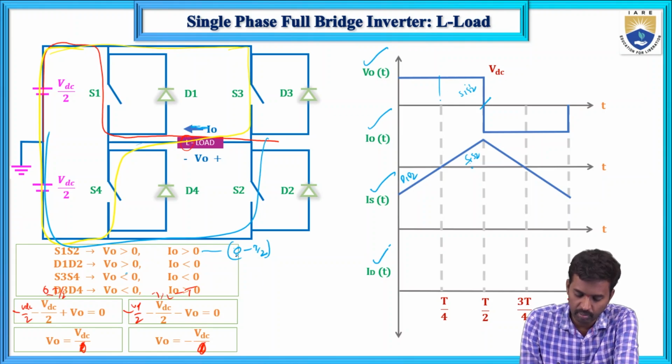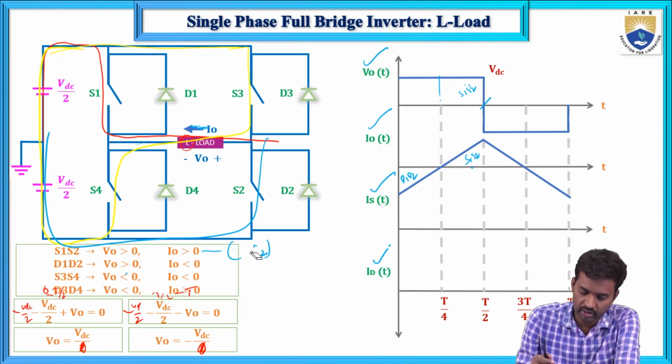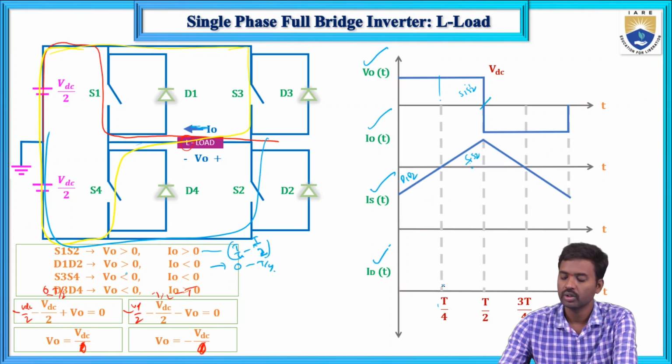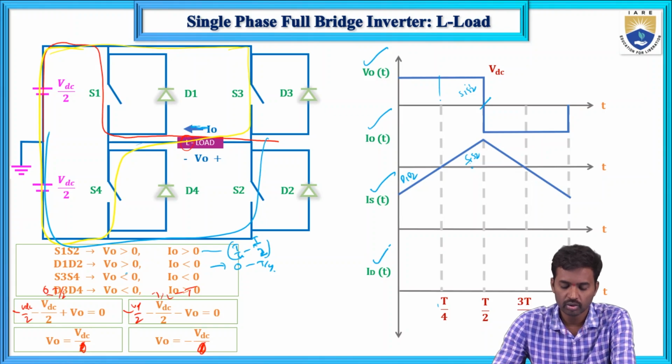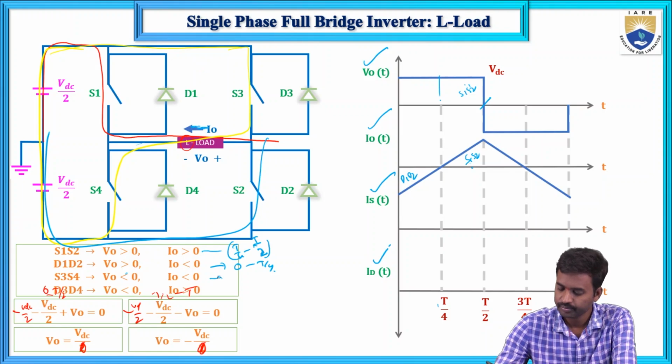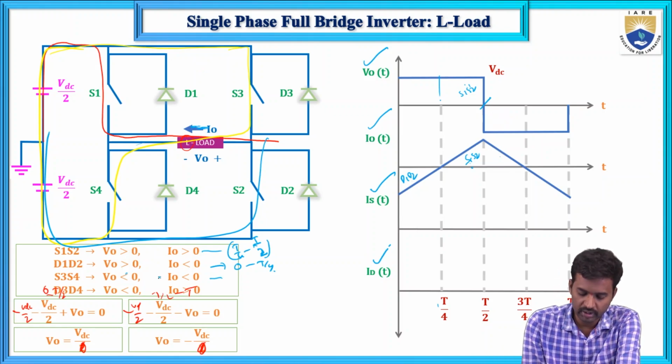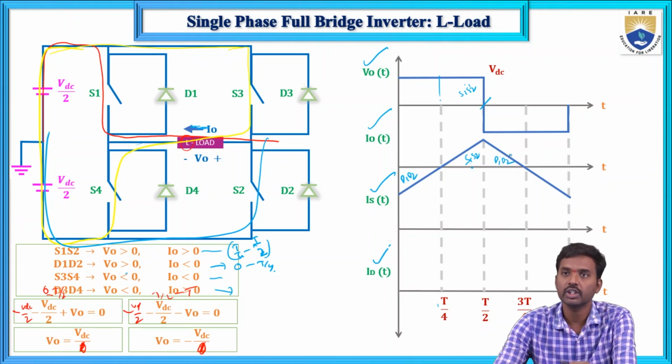This is T by 2, sorry, this is T by 4 duration to T by 2 duration, but here 0 to T by 4 duration, D1 and D2 diodes will conduct. So these two diodes will conduct. These diodes will deliver the power from the load to the source. So here the voltage is negative and the current is positive, meaning D1 and D2 will conduct.